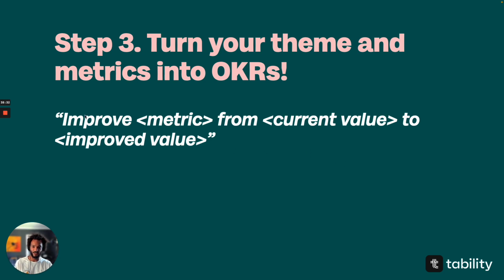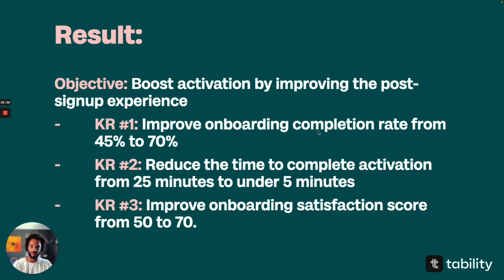So now you can just turn this into OKRs, and it's really quick. You take your metrics and you say, I want to improve that metric from X to Y. And it gives you something like this. Obviously at the objective level, you need to have something that makes more sense to people by saying something like boost activation by improving the post sign-up experience. So we're fleshing out that activation theme by explaining which part of activation we want to focus on. And underneath, we have the key results that are going to help us measure progress during the quarter, right? So we want to improve onboarding completion rate from 45% to 70%, reduce time to complete activation, etc.